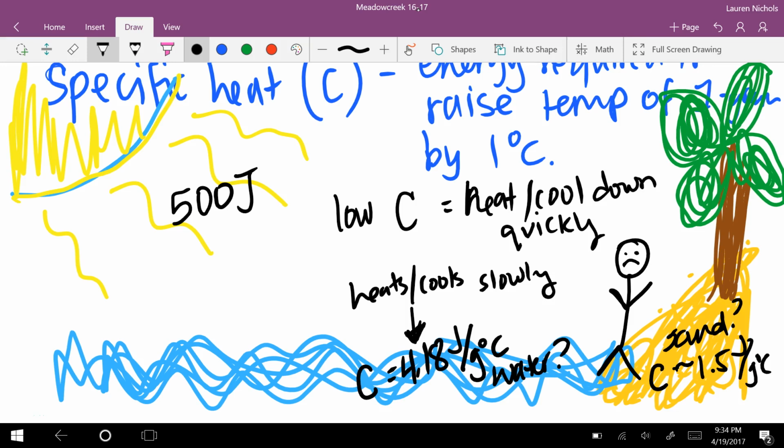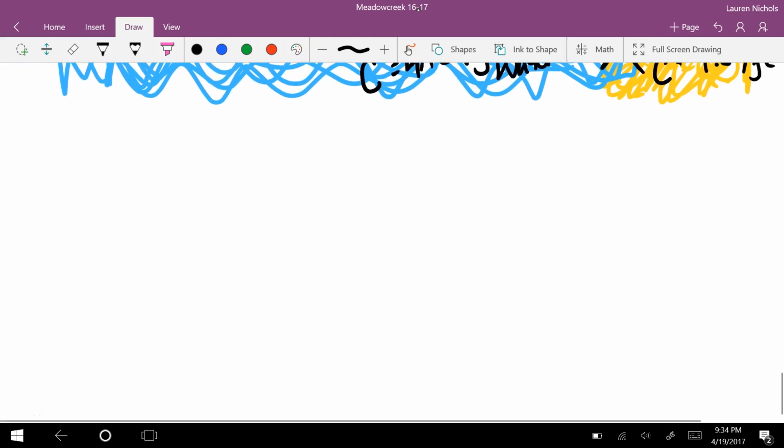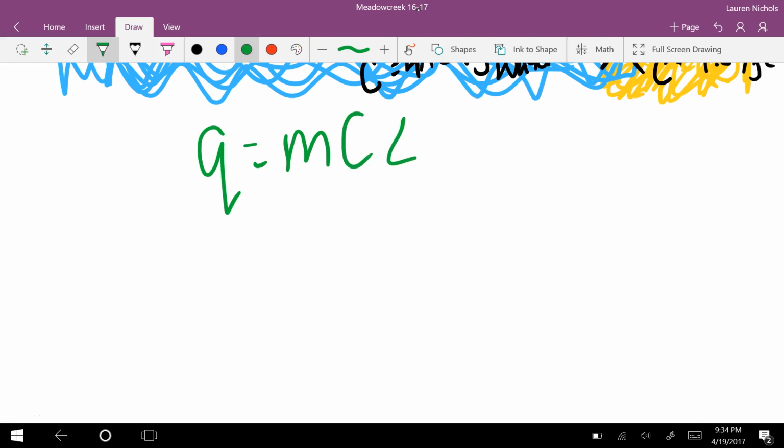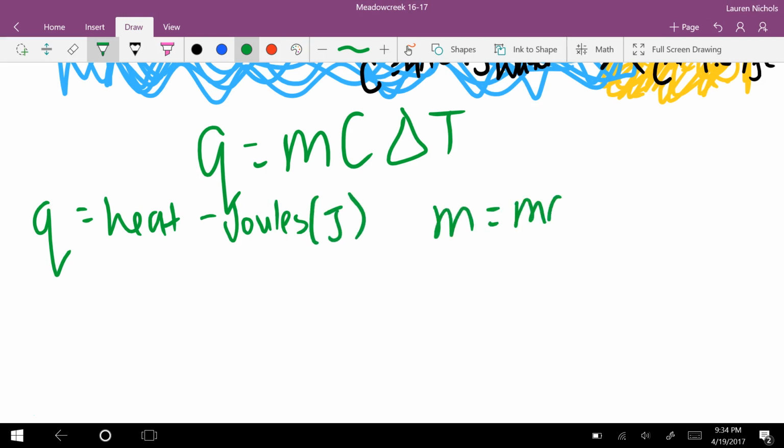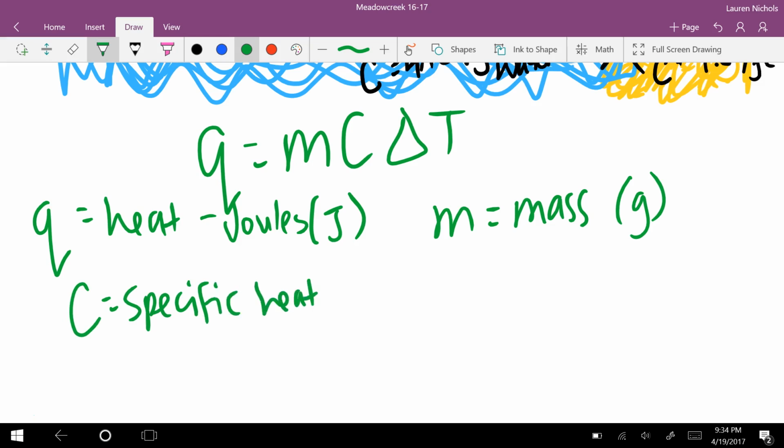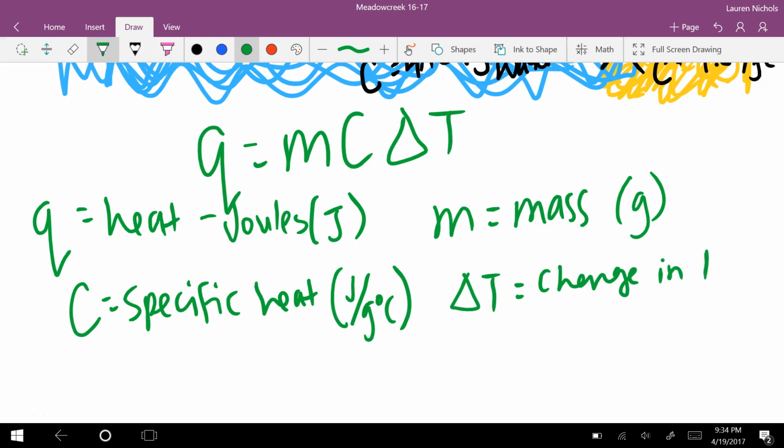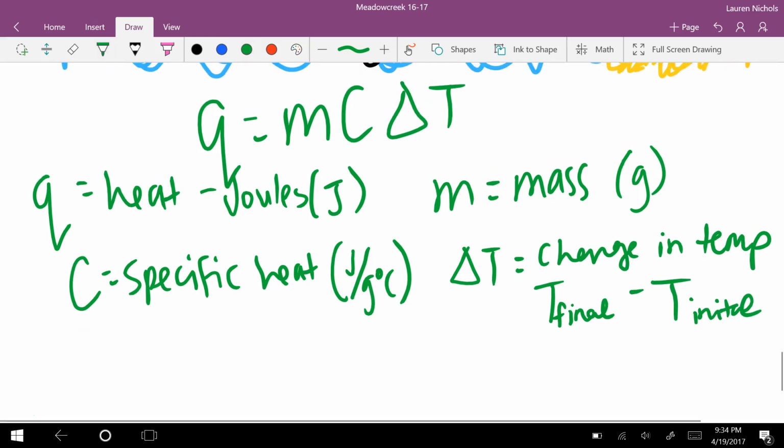Now, specific heat allows us to calculate how much energy was absorbed by something by using our formula Q equals mc delta T, where Q is our heat, measured in joules, which is a capital J. M is our mass, measured in grams. C is our specific heat, measured in joules per gram degrees Celsius. And delta T is the change in temperature, measured by your T final, your final temperature, minus your initial temperature. If we do problems like this, all we need to do is plug in our information to solve for whatever variable we're using. There are sample problems like that in your notes and on eClass.